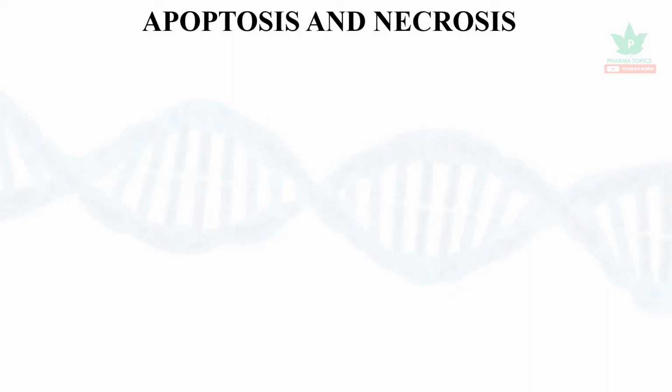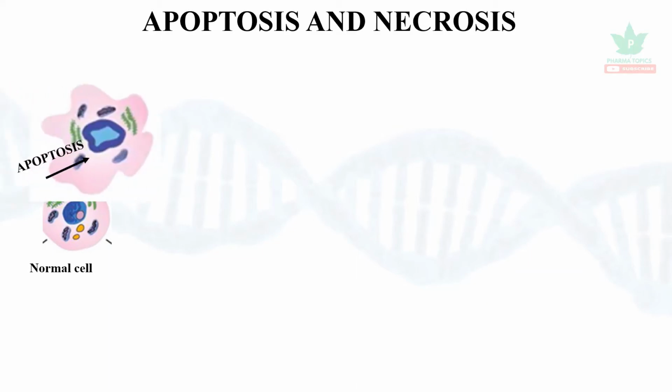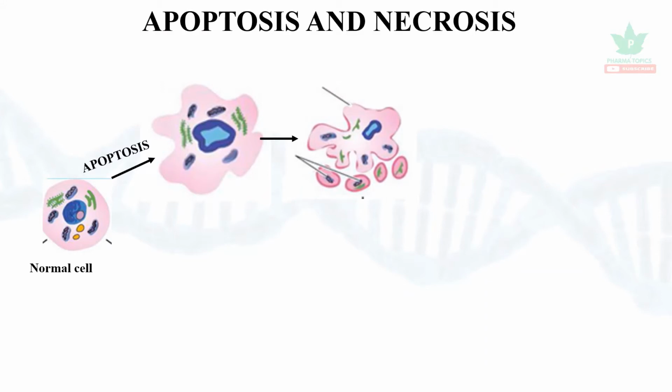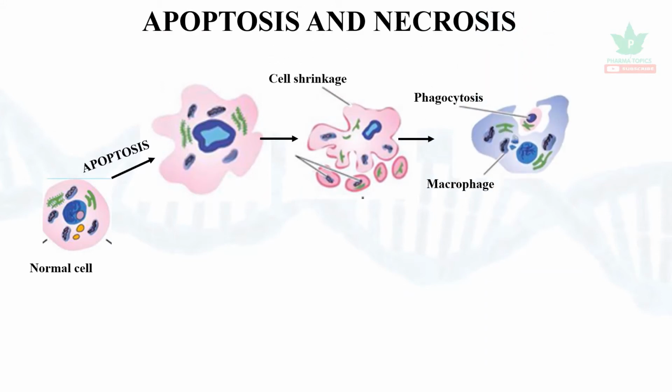Let us see about apoptosis, necrosis, the mechanisms involved, and autophagy in this video. Let us take a normal cell. When it goes for apoptosis, the cell actually shrinks, and that is engulfed by the macrophages. That is called apoptosis.